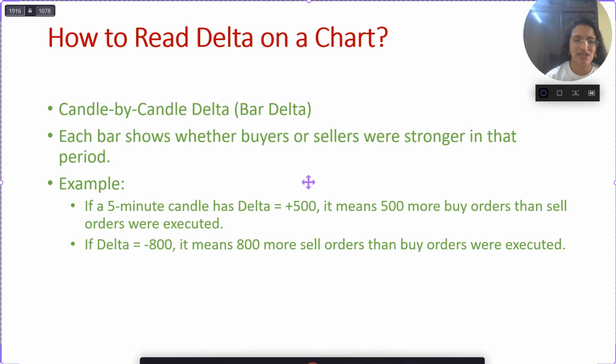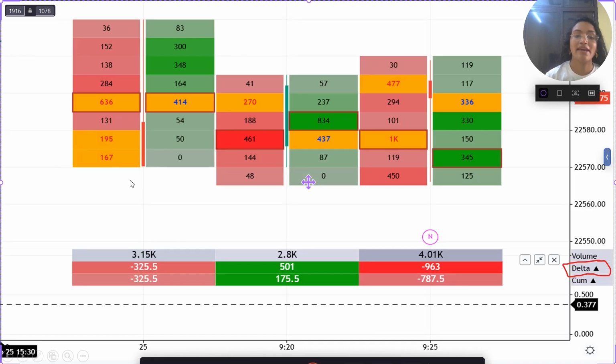Plus, just remember like this: plus in the sense of buyers' domination, minus in the sense of sellers' domination. This is the easiest way to read delta. So where can you read the delta? Here you can read the delta. See, this is a positive green delta, which is showing a domination of buyers. The same thing is depicted in the candle also. This is a bullish candle, and the bullish green is called bullish action, positive delta.